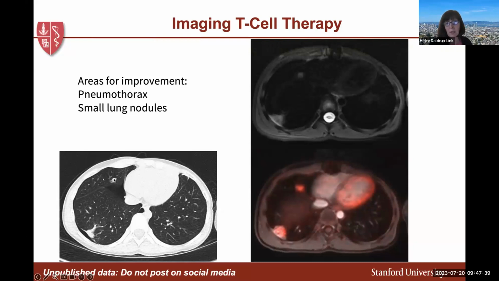So here you see a patient with pulmonary metastases. There's a pneumothorax underlying this pleural-based nodule here, and we completely miss that pneumothorax on the PET MRI. So that is really an important area that we would have to fix if we wanted to provide one-stop imaging.